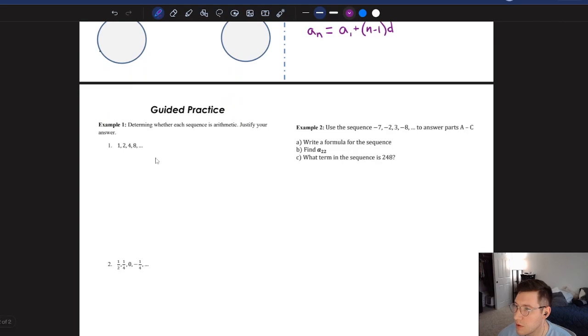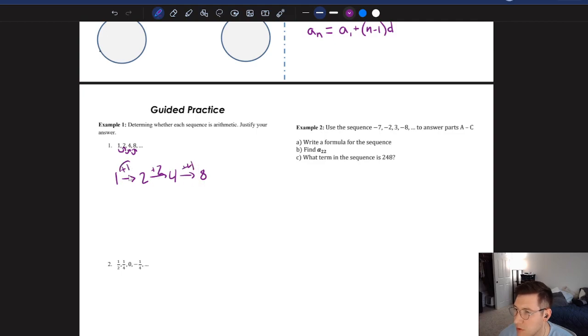And so on example 1, we're really just looking to see if these terms are actually arithmetic or not. Looking at this, the piece that I'm going to be looking for is how are we actually going from term to term. And so going from 1 to 2, okay, well, I'm adding 1. Going from 2 to 4, oh, hang on a second. Now, apologies. 2 to 4. Now I'm adding 2. Okay, let's check the last one just in case. From 4 to 8, well, hang on, because now I'm adding 4.